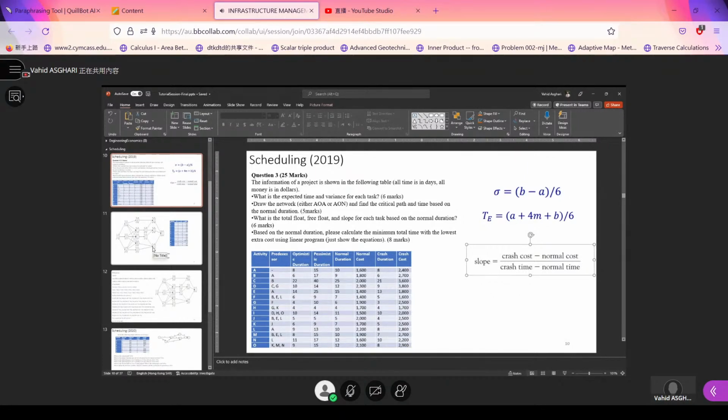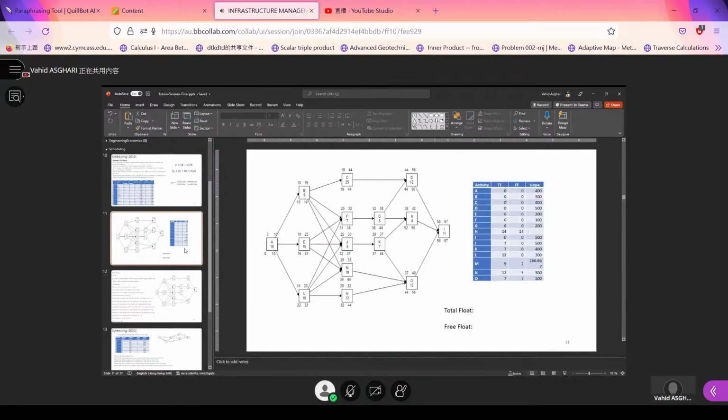Don't just memorize the formula. This is the concept. How much more money are you going to charge me for finishing the job early per day, or per unit of time? So simply you find the slope, no problem.